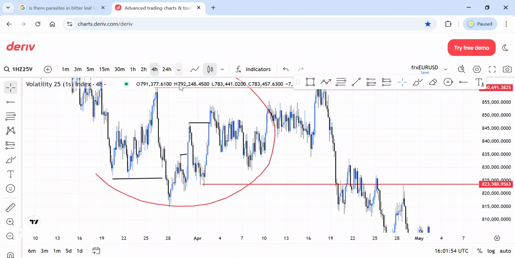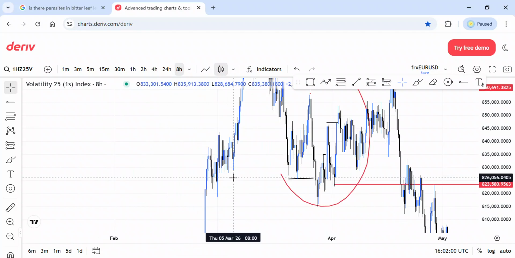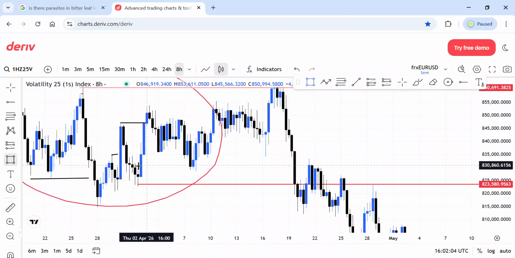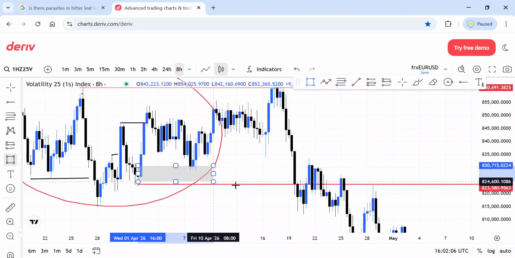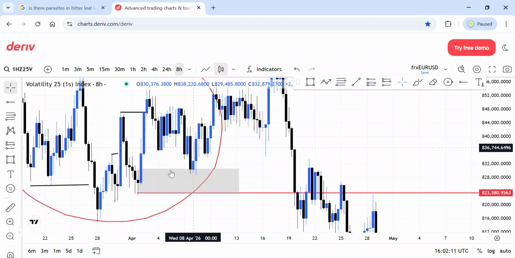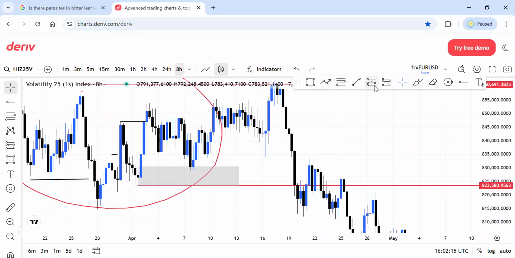Let me check 8 hours. Yeah, that's how I maneuver time frames, because there are things you need to see. All right, this is 8 hours time frame. We have a very beautiful order block sitting here, as you can see. We have a breakout too, then we have a break. So very simple, just place your buy limit.